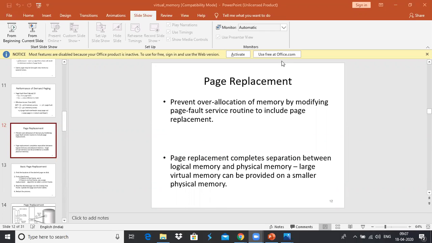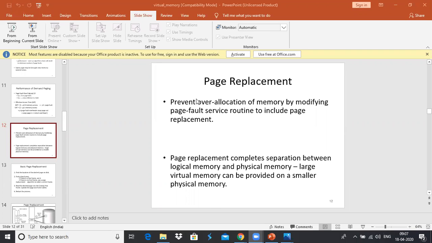In the previous lecture, you have already seen that when a page fault occurs in the page table, then the desired page will be brought from the logical address space to the physical memory and the page table updated accordingly. So in the page table, we prevent over-allocation of memory by modifying the page fault service routine to include page replacement. And the second point is that page replacement completes the separation between logical memory and physical memory.